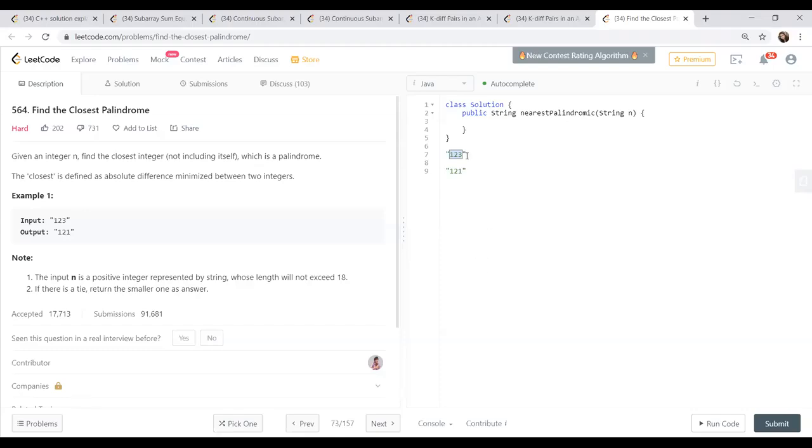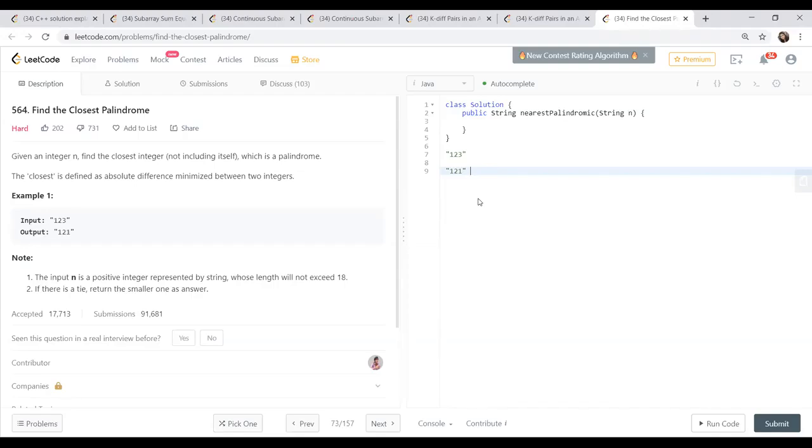And it's given that the length would not exceed 18. And if there is any tie, then return the smaller one as the answer. Like if we have 121 as well as some other number, and the difference of both those numbers from the target is the same, then we need to return the smaller one.